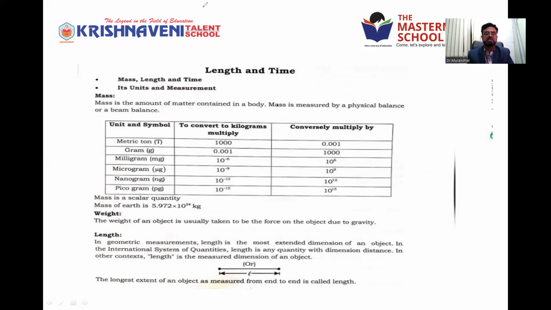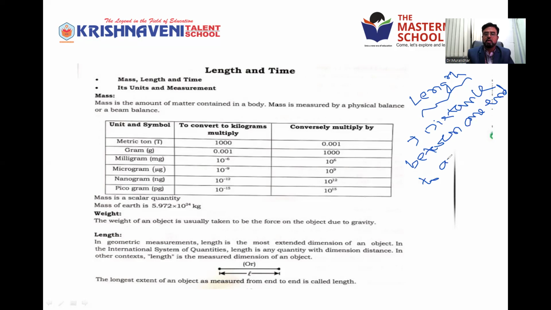Okay. So when you discuss length, first we'll complete this, then we'll go for the explanation. So first you'll go for length, how to measure the length. Right. So I told already, length is nothing but the distance between one end to another. Distance between one end to another, whatever the object is, is called length. So it is measured by, so many are there, scale is there.